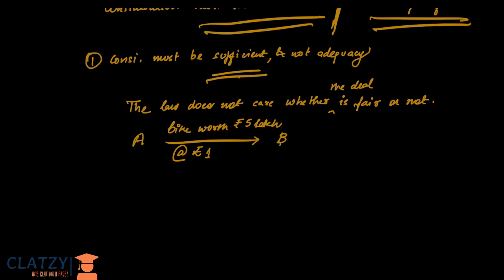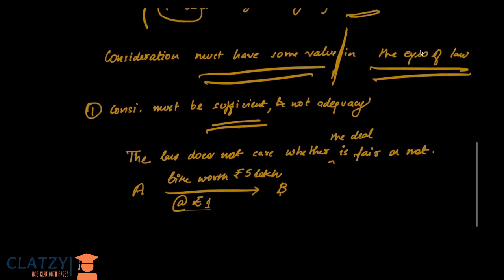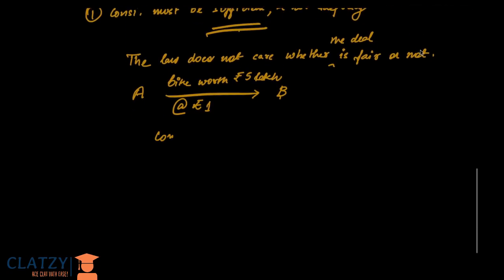But we just discussed that consideration is not required to be adequate. It is not mandatory that consideration should be adequate. The only requirement is that the consideration should be sufficient. Okay. And in this case, we had seen that consideration given by B is valid.